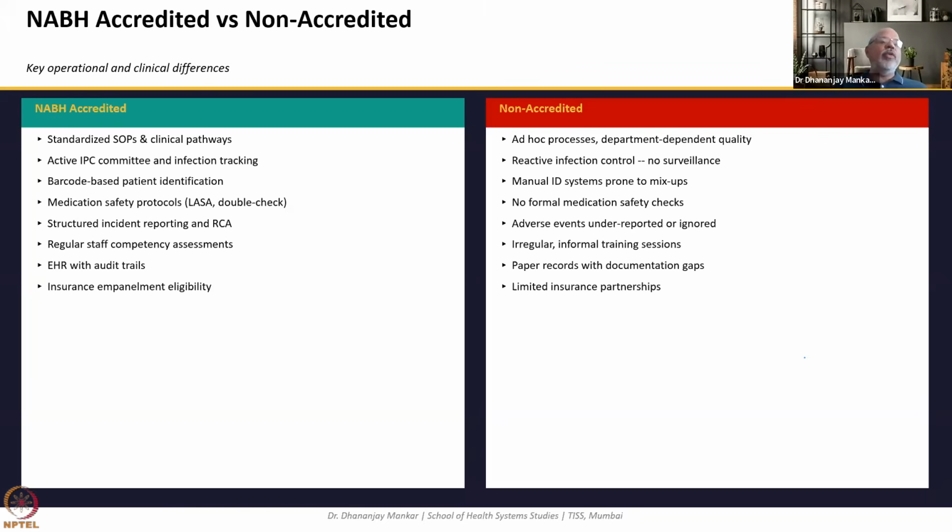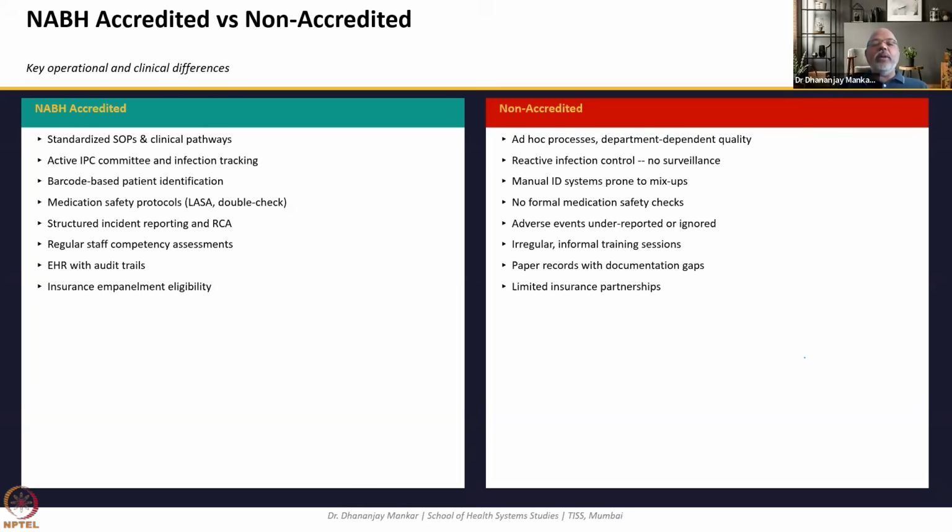And you may find that with institutions which are accredited, you may not get more problems with cashless health insurance patients, or sometimes they may say that our institution is not a panel. Ideally, no institution can say this.